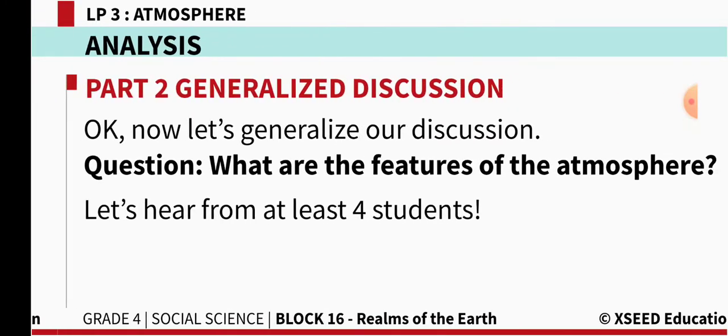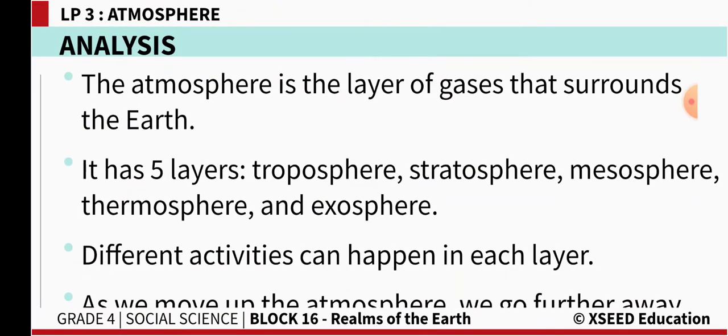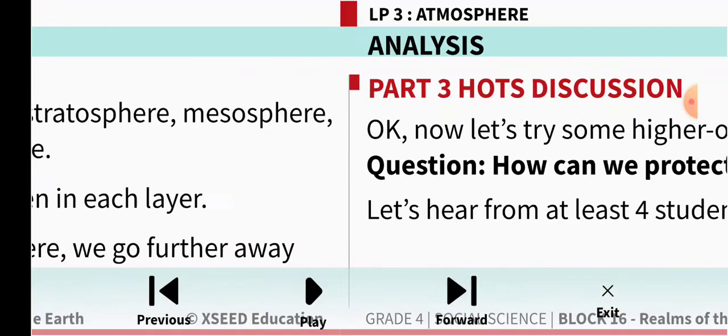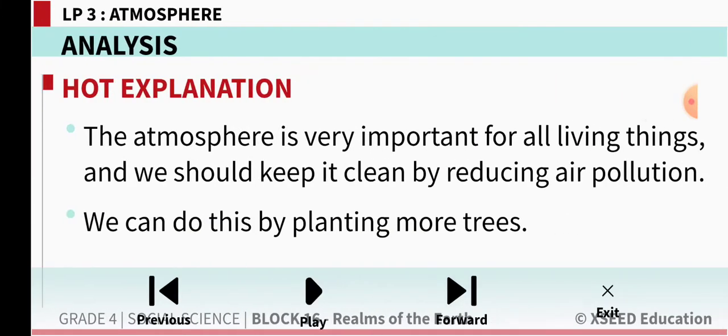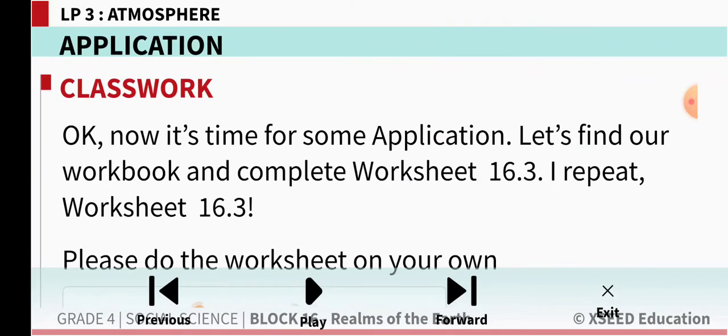Read it. What are the features of the atmosphere? The atmosphere is a layer of gases that surrounds the earth. It has 5 layers: troposphere, stratosphere, mesosphere, thermosphere and exosphere. Different activities can happen in each layer. As we move up the atmosphere, we go further away from the earth. How can we protect the atmosphere? The atmosphere is very important for all living things, and we should keep it clean by reducing air pollution. We can do this by planting more trees.